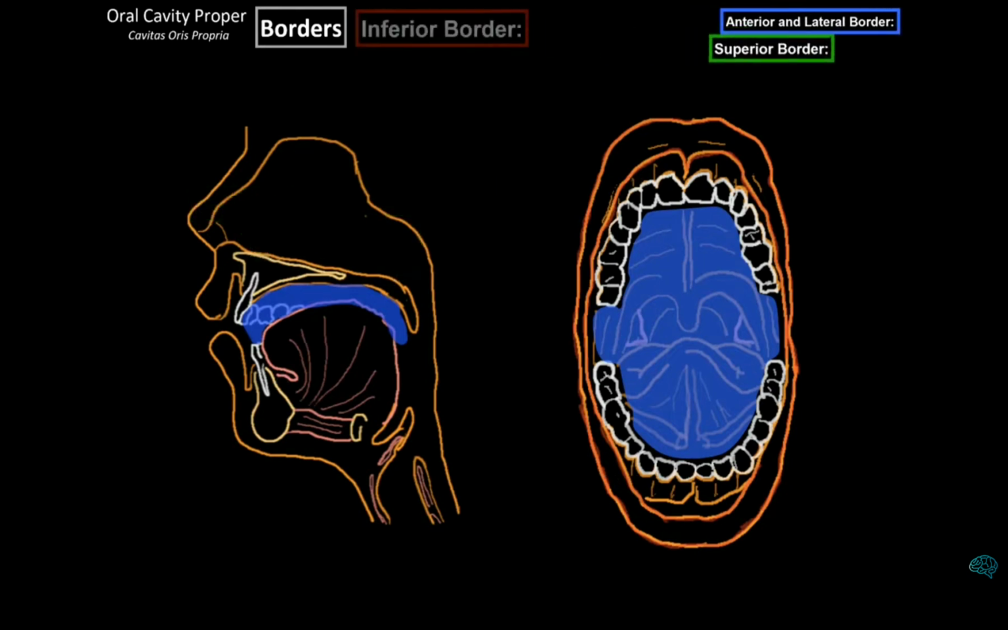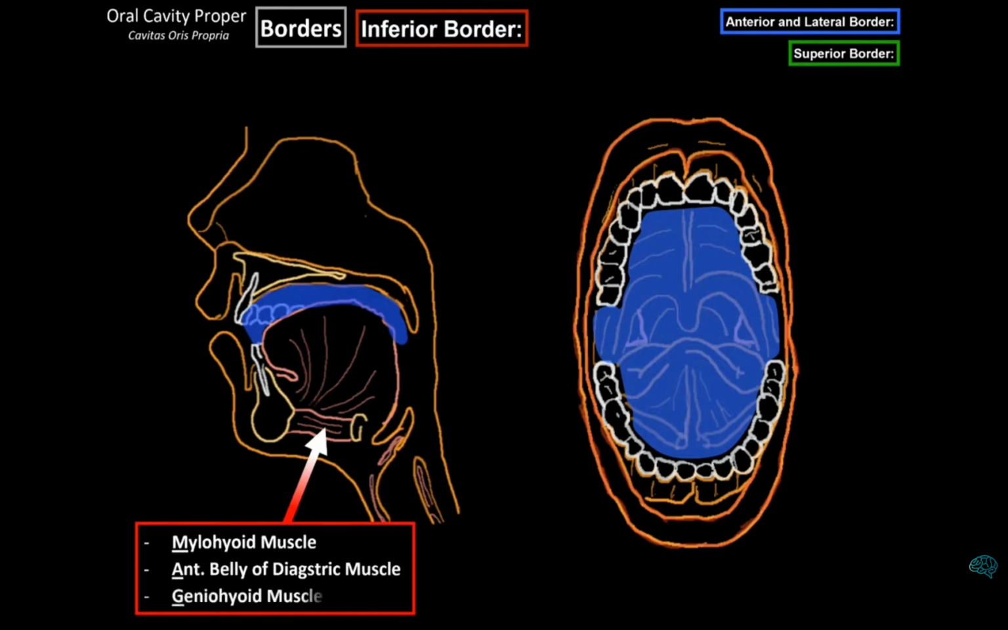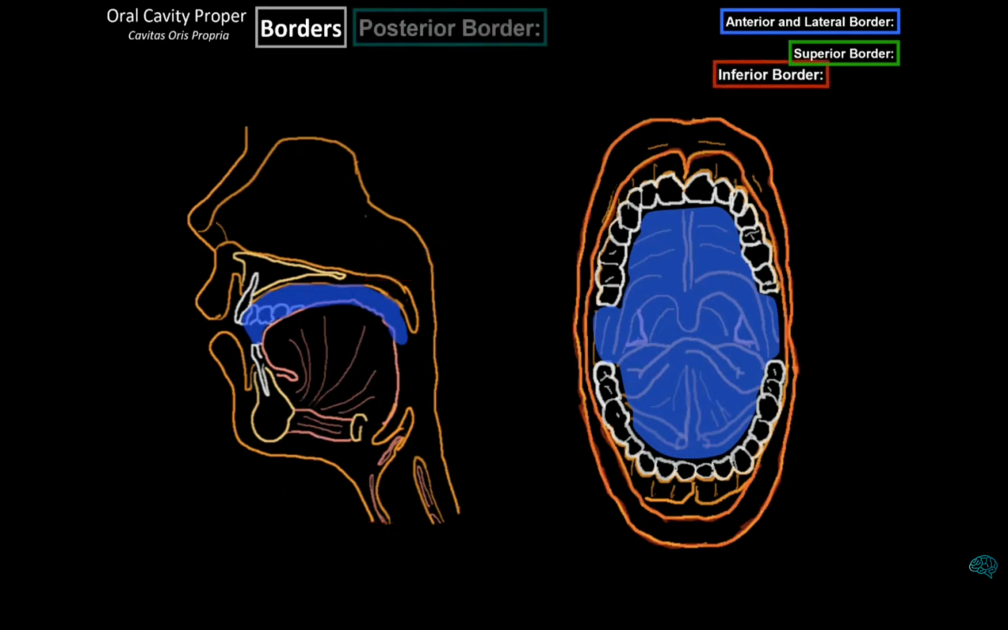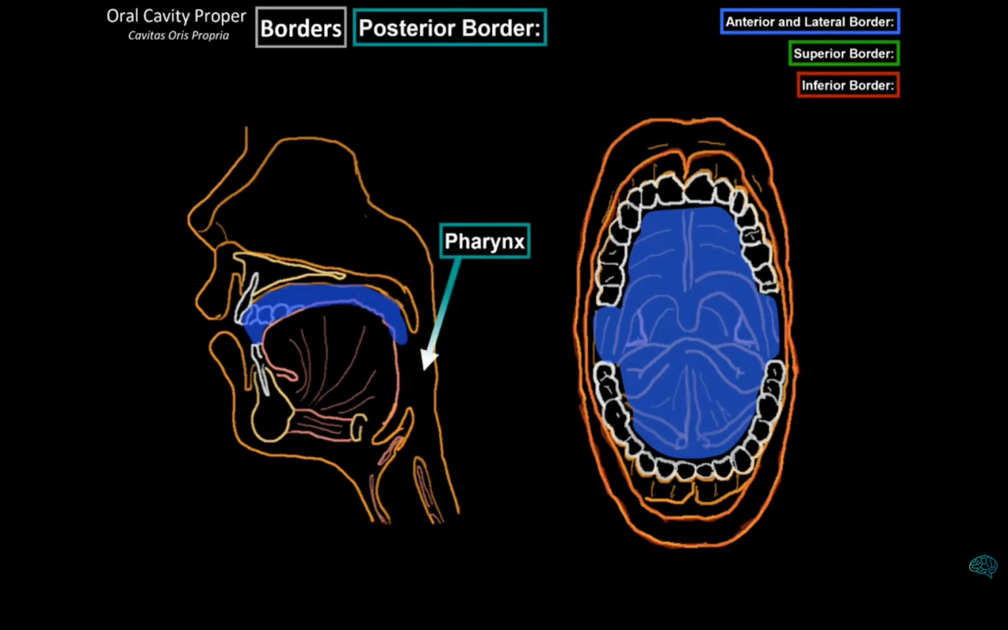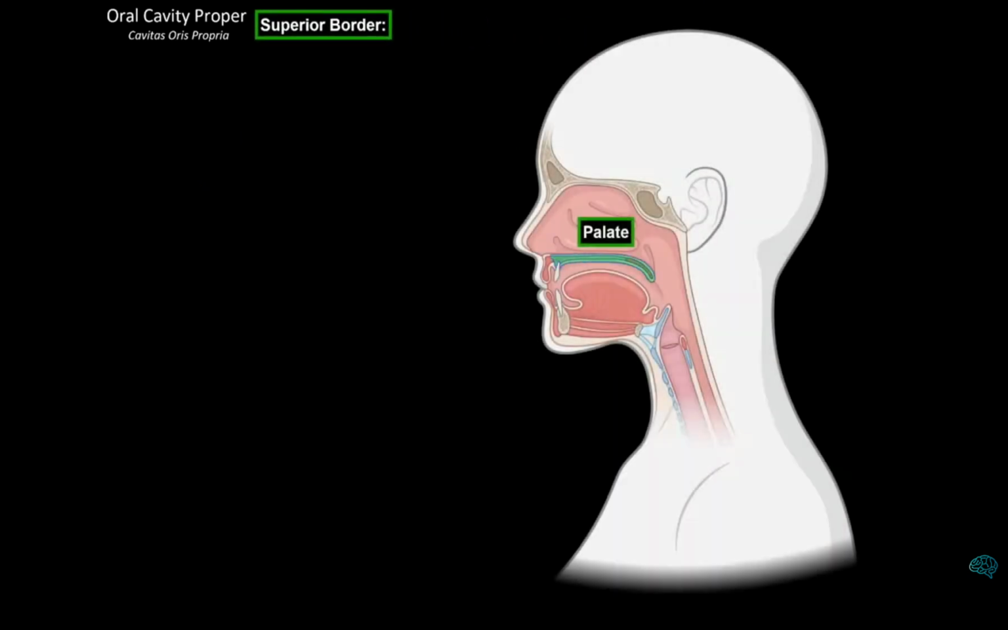The inferior border consists of the floor of the oral cavity, which is made up of three muscles, the mylohyoid, anterior belly of the digastric and the geniohyoid muscle. And you will find the tongue here as well in the inferior border. Posteriorly, the oral cavity will continue into the pharynx through the oropharyngeal isthmus. So our goal in this video is to go through all the structures associated with the borders here. We already looked at the anterior and the lateral border in our last video, but now let's start with the superior border, which consists of the palate.